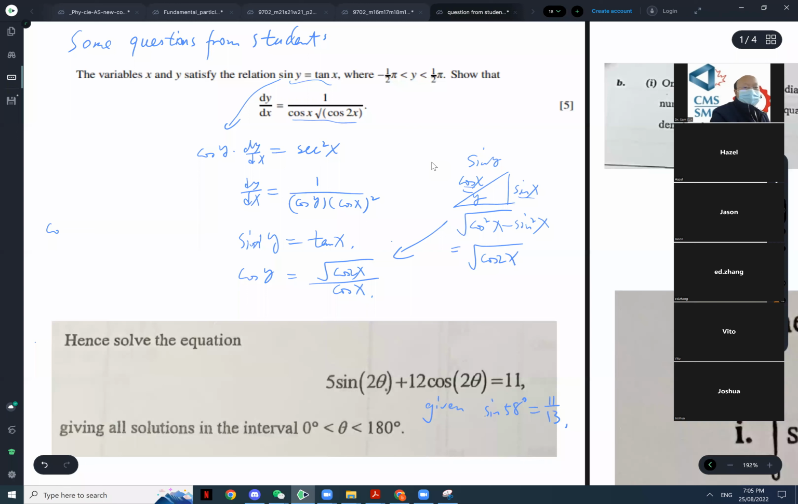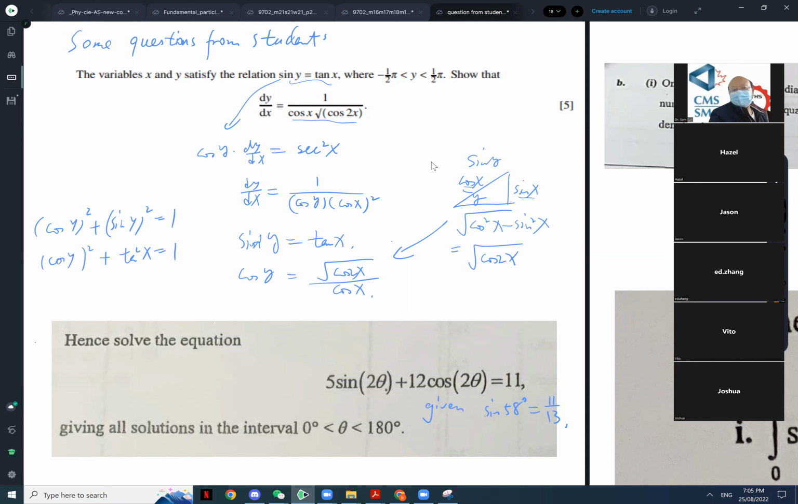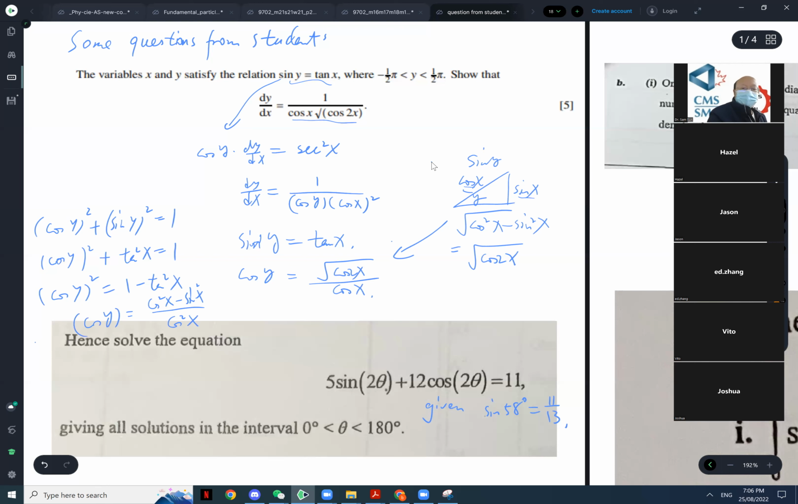All you can do: cos squared y plus sin squared y equals 1. Cos squared y plus tan squared equals 1. Okay, like this, or cos squared y equals 1 minus tan squared x. Okay, so which is cos squared minus sin squared. That's how we got cos y.